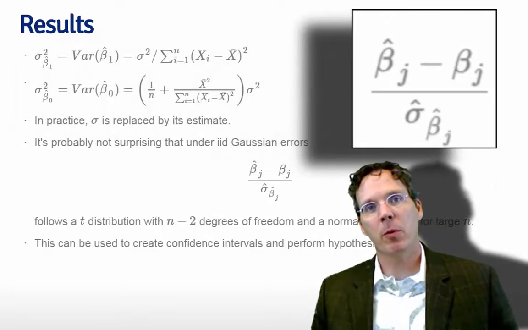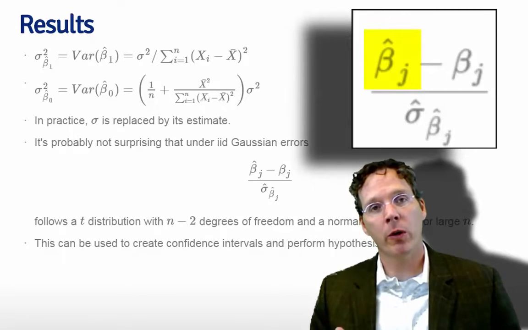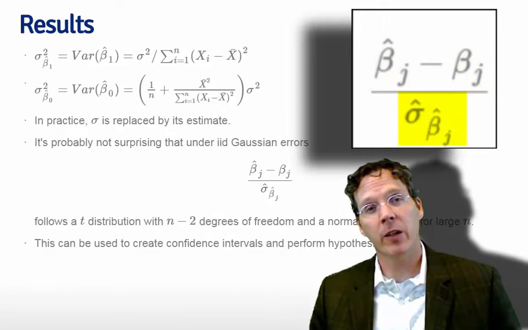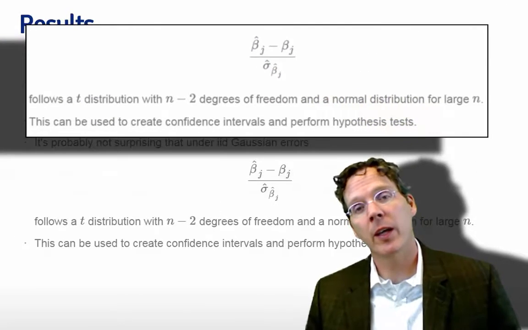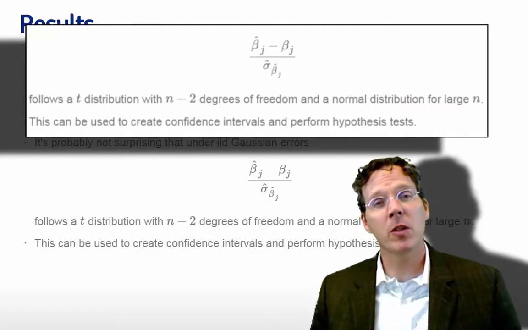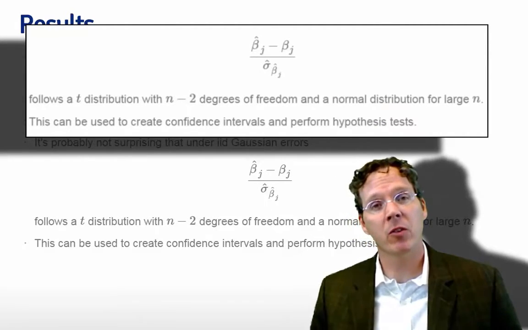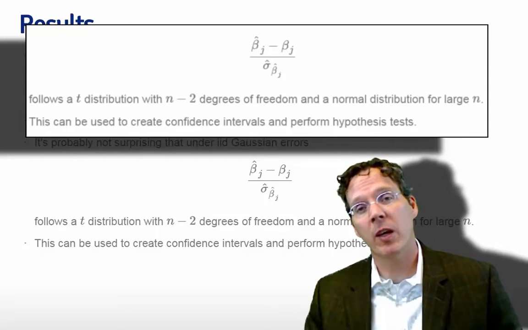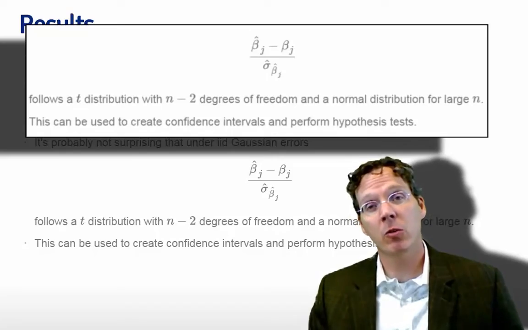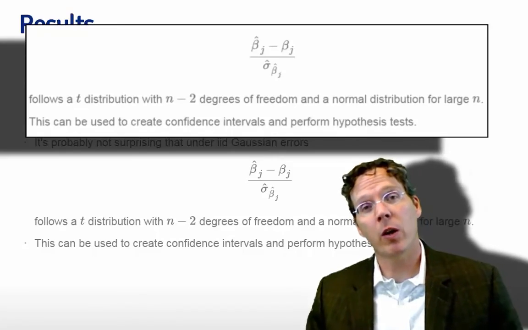It's probably not surprising that our slope or intercept estimate minus the true value divided by their standard error follows a t-distribution, and it has n minus 2 degrees of freedom. And so this can be used to create confidence intervals and hypothesis tests. And we'll go through some examples here in a couple of slides, but first I'm just going to show you that all of these results exactly hold, and it's what R is reporting.